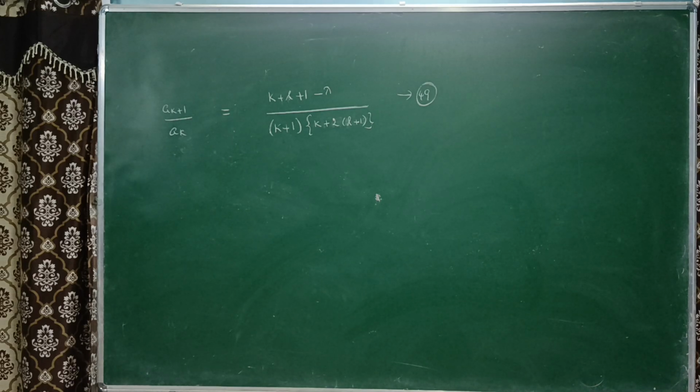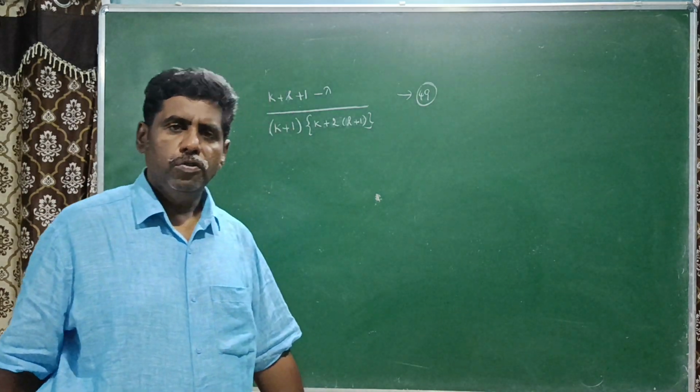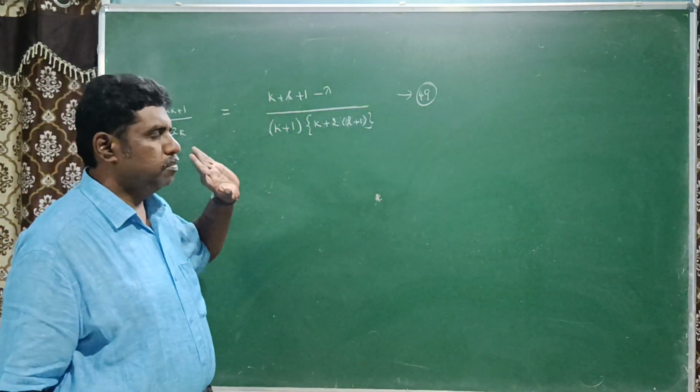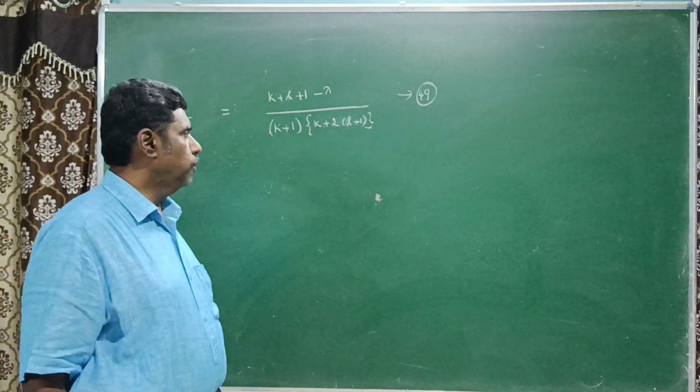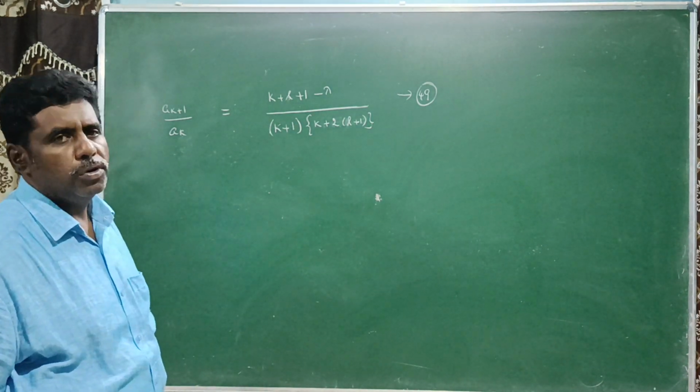To get an expression for energy eigenvalue of the hydrogen atom, we have to start our journey from our recursion formula. This is the recursion formula. To get an acceptable solution, the power series must break off after a finite number of terms. Therefore, the numerator of equation 49 should equal 0.